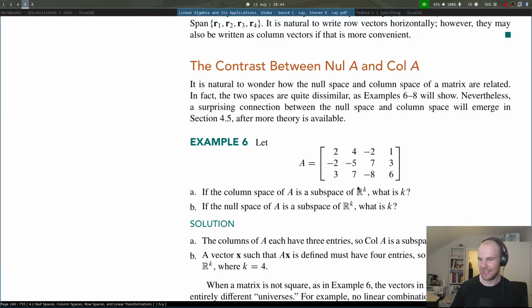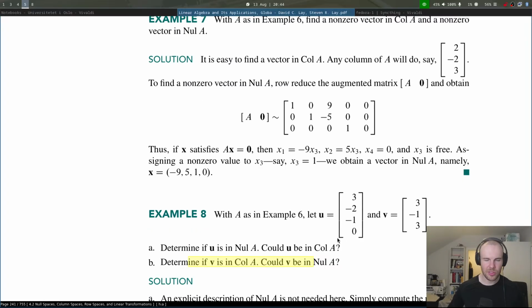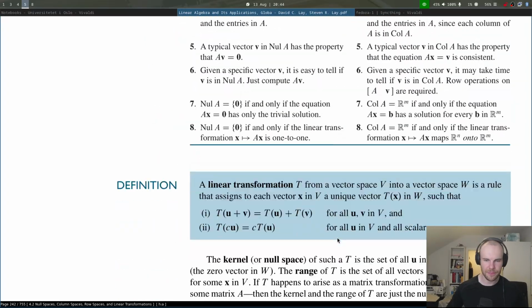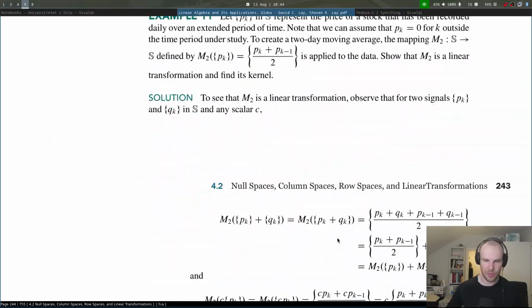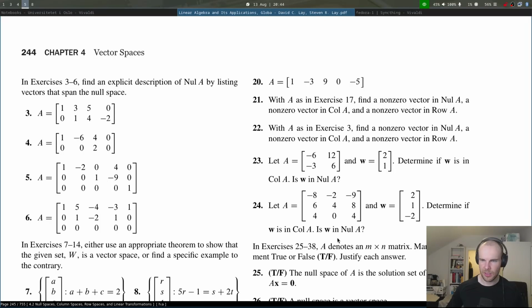Okay, let's see. What is the next thing to do here? Example 8, I just told myself to explain this. With A as in example 6, let U and V, determine if U is in null A. No, we are not going to do that. It's enough for me now. Okay, I can do tasks 23 and 24. That's part of the tasks I'm supposed to do, and those are pretty easy.